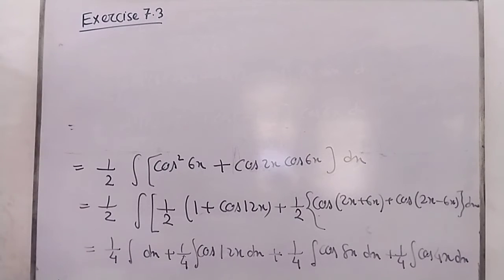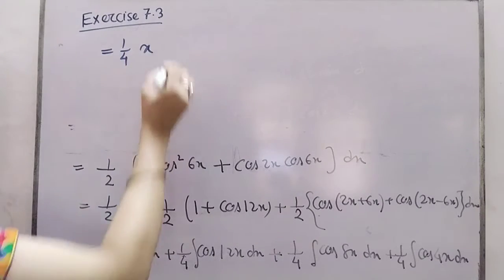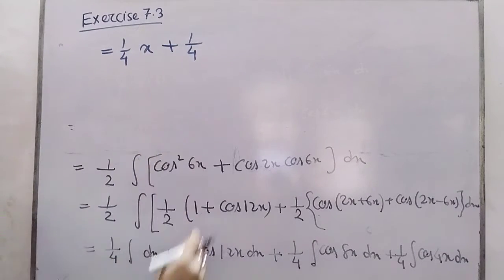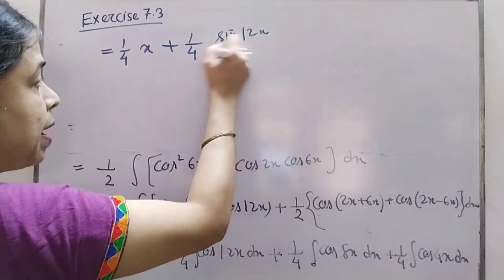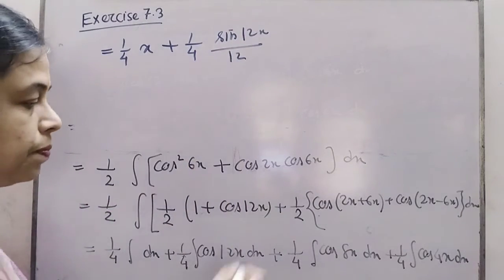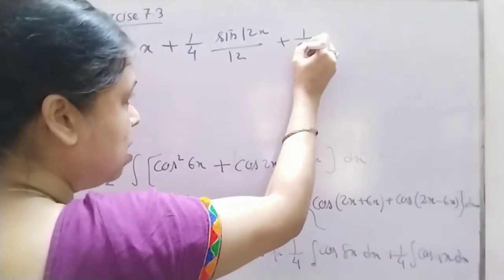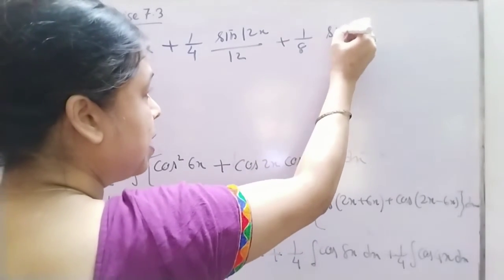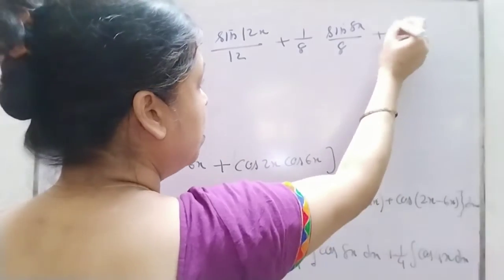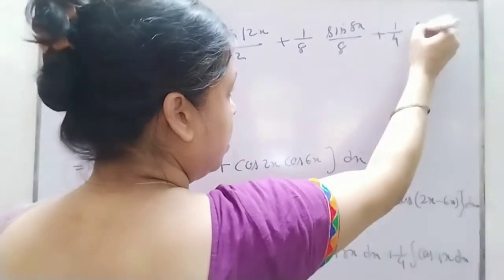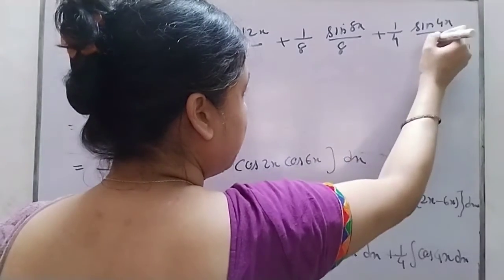Now do the simplification, or where possible do the integration. So 1 by 4 is there. Integration of dx equal to what? X. Half is there. 1 by 4 is there. Integration of cos 12x is what? Sine of 12x by 12. Plus 1 by 8. Cos of 8x. That is what? Sine of 8x by 8. Plus 1 by 4. It is sine 4x by 4 plus c.